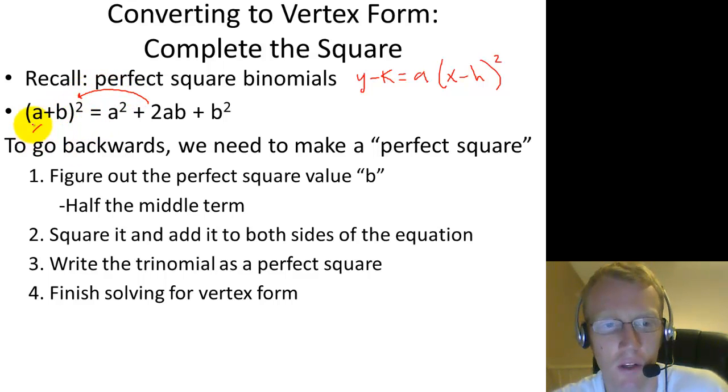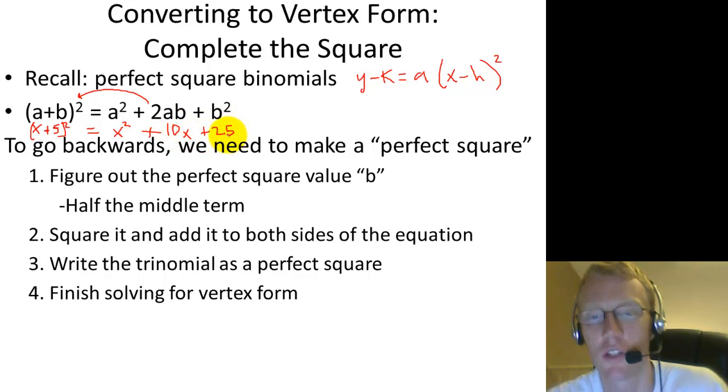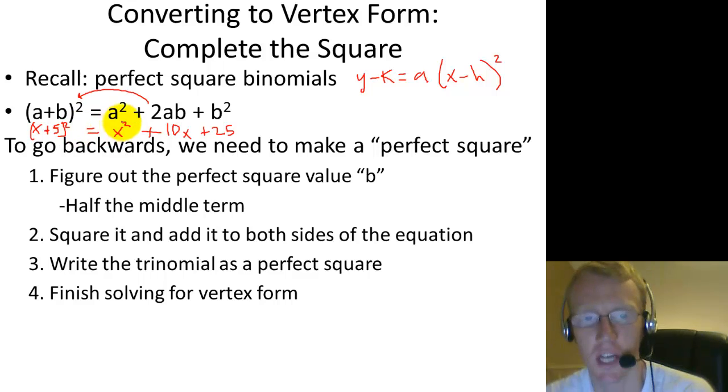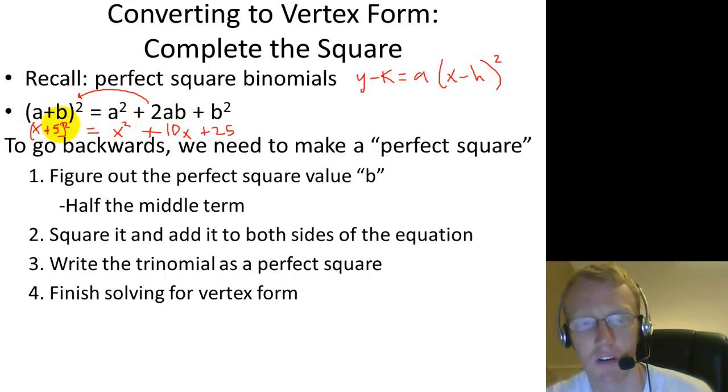So an example of what this might look like is if we had x plus 5 squared here, if we were to square it out, it would be x squared plus 10x plus 25. Okay, so that means that if we have in our equation x squared plus 10x plus 25, we could go backwards and write it as x plus 5 squared.